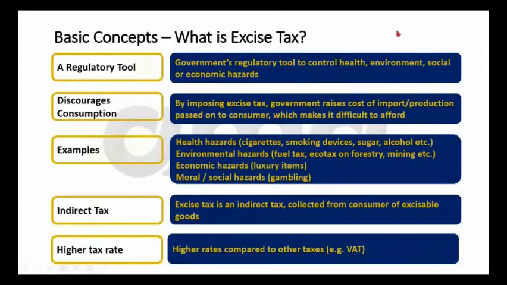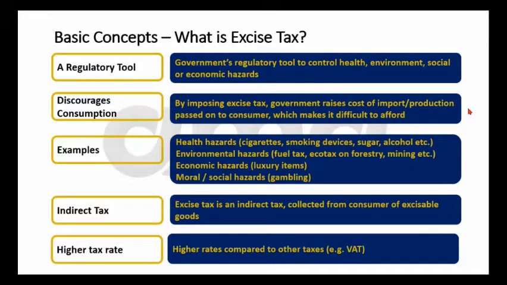Okay, so firstly, the basic concepts. It will be a refresher for you to just review these because my focus won't be on them. It's only a refresher. So excise tax, basically, is a regulatory tool which government uses to control certain hazards like health, environment, social or economic hazards. For doing this, they raise the prices of the goods which are allied to those hazards. When the cost is more, the consumer is unable to afford, and in that way its demand is discouraged, and the consumption is reduced.